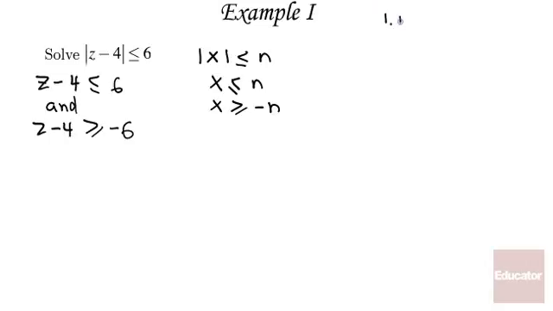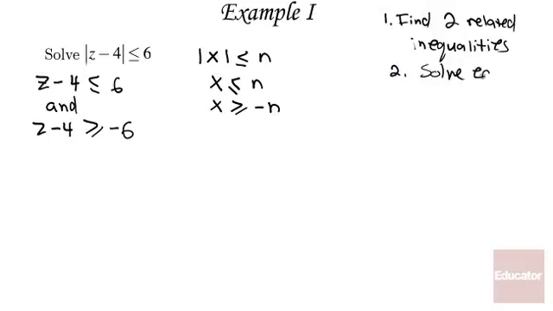So first, you need to find the two related inequalities, and then solve each. And realize that the solution set has to satisfy both related inequalities.